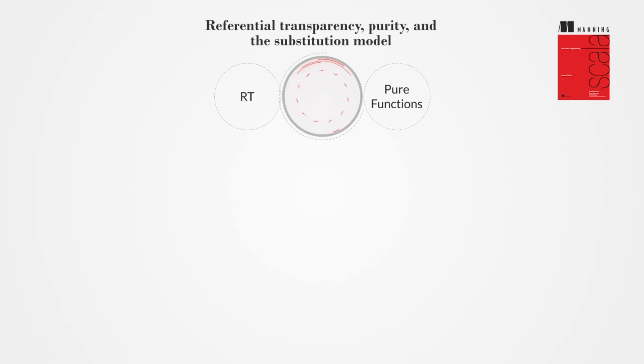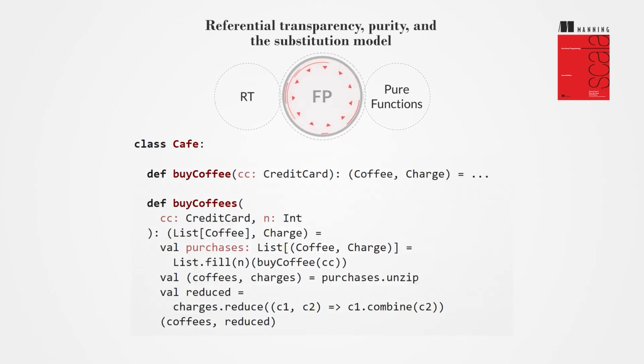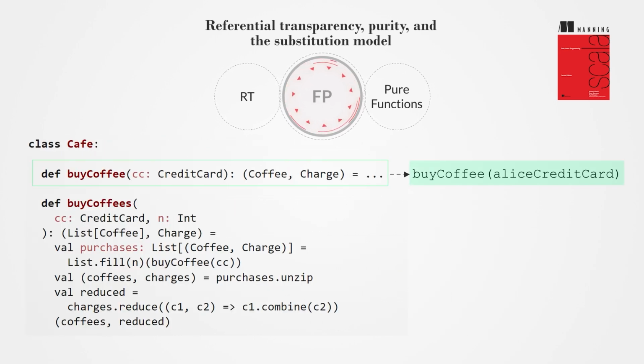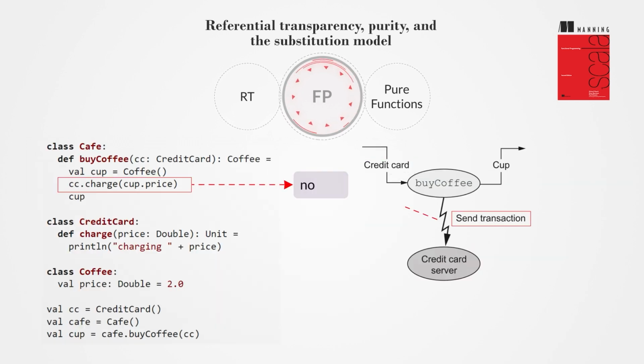RT and purity are key concepts in FP, as shown in the buy coffee example. For buy coffee to be pure and RT, calling buy coffee with Alice's credit card should be interchangeable with its output, a new coffee, in any context. However, its interaction with a credit card company makes it non-RT, as this interaction is observable and not captured by the return value.